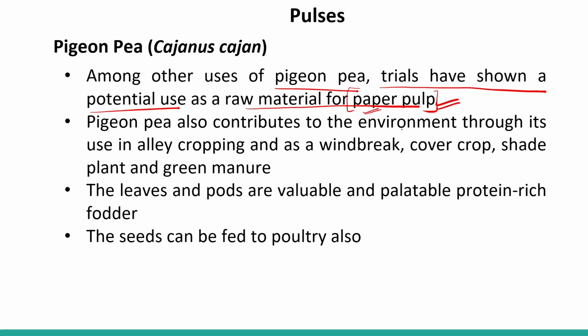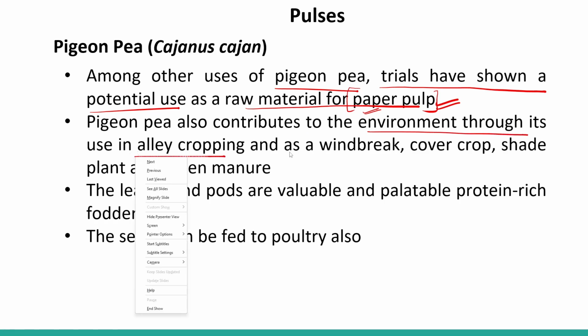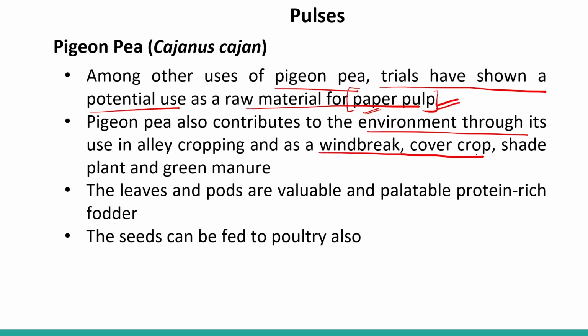Pigeon pea also contributes to the environment through its use in alley cropping and as a windbreak cover crop. It is a windbreak, meaning it has a height up to 2 meters, right? So it can stop the wind. So it can be grown as a windbreak, also a cover crop, shade plant, and also for green manure. These are some of the important aspects of growing this particular pulse.